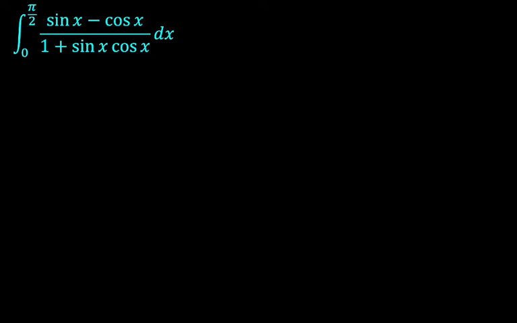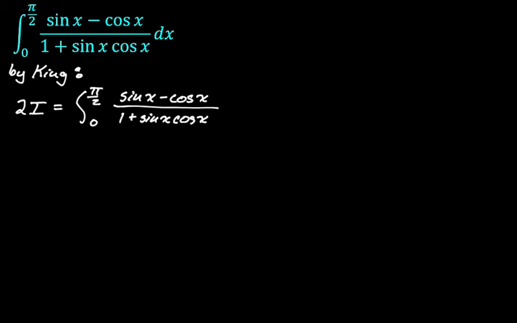All right, so we're going to use the king property, so I'm going to say by king. I'm going to do the thing where the original integral and my transformed integral, I'm going to add together, so I'm going to have 2I is the original integral. Now again, if I do a plus b minus x, I get 0 plus pi over 2 minus x. Pi over 2 minus x, I'm just going to use the cofunctions. All my sines become cosines, all my cosines become sines. So I get cosine x minus sine x over 1 plus cosine times sine, because every cosine became a sine. All right, if we look at this, it's pretty interesting.